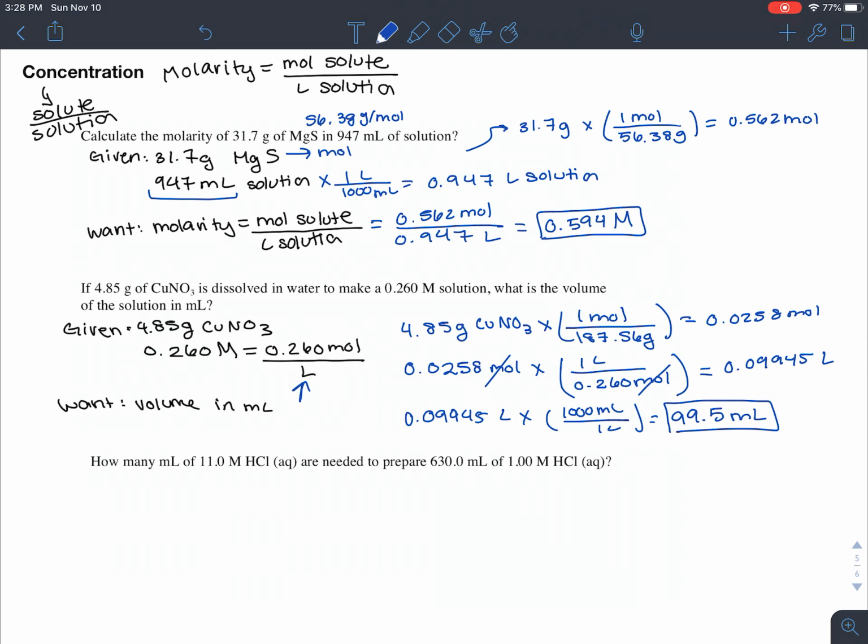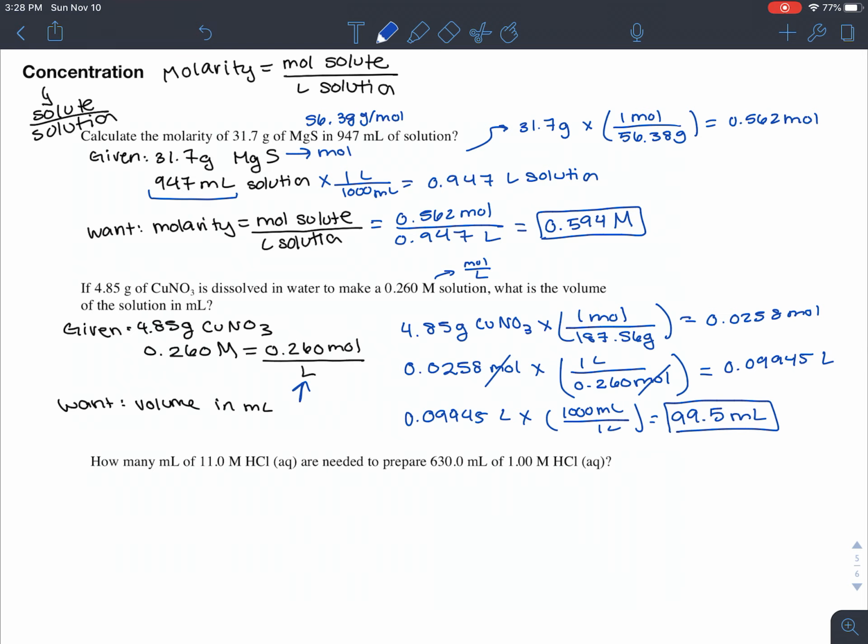So the difference between the first two problems: in the first one, we were looking for molarity, so we had to convert to moles and then divide by the volume to get the concentration. In the second one, we were given molarity. So it's always good to say what big M stands for. Big M is always moles over liter. So if you have moles, then you can find the liters, or vice versa. If you have liters, you can always get moles. Let's look at the next one.